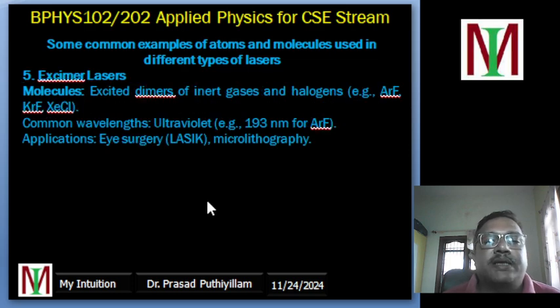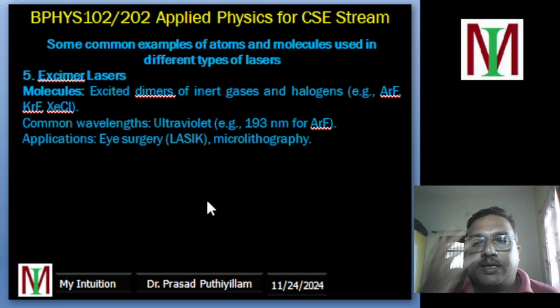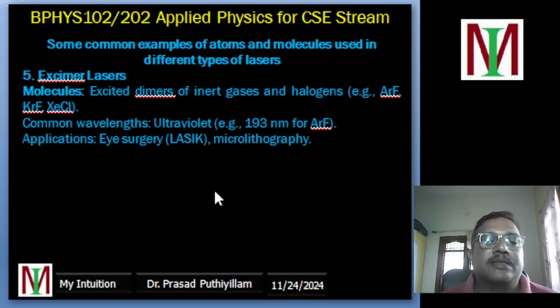Fifth one, that is excimer lasers. Excimer lasers use excited dimers of inert gases and halogens, and they work at ultraviolet wavelengths, 193 nanometer for ArF. It is used in LASIK eye surgery, which means cutting a thin layer of the eye and then using the laser to shape the eyeball lens. That is called LASIK surgery. For that, this particular excimer laser is used, a very important one.